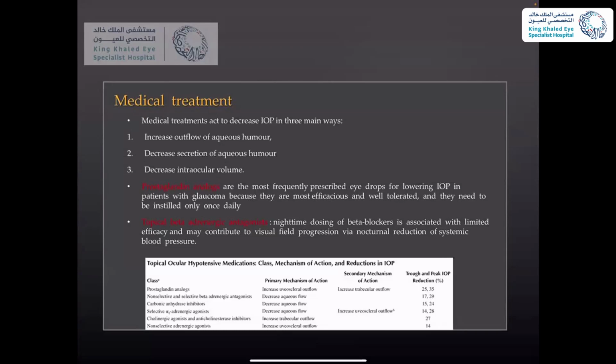Other second-line treatments also include beta blockers. One note about the beta blocker: you should keep in mind that a nighttime dose of beta blocker might give you visual field progression. This is explained especially in a patient who has low blood pressure, with a nocturnal reduction of systemic blood pressure and low perfusion to the optic disc, which progresses the optic disc damage.